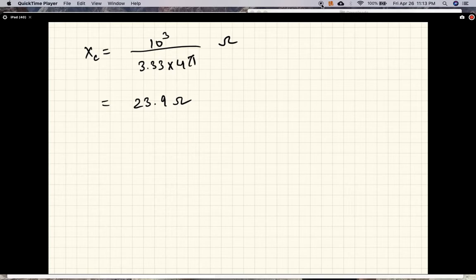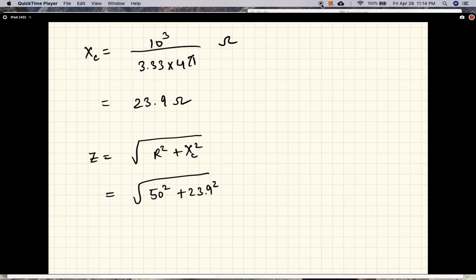Okay, so the impedance of the resistor and this equivalent capacitor in series is the square root of 50 squared plus 23.9 squared ohms. And this works out to 55.4 ohms.